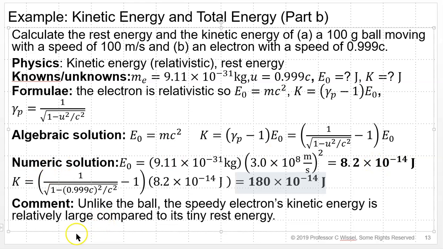The kinetic energy then is the quantity, this quantity here, 1 over the square root of the quantity 1 minus 0.999 squared, minus 1, all times 8.2 times 10 to the minus 14 joules, equals 180 times 10 to the minus 14 joules. Unlike the ball, the speedy electron's kinetic energy is relatively large compared to its tiny rest energy. That's because it is moving very quickly and its mass is extremely small.